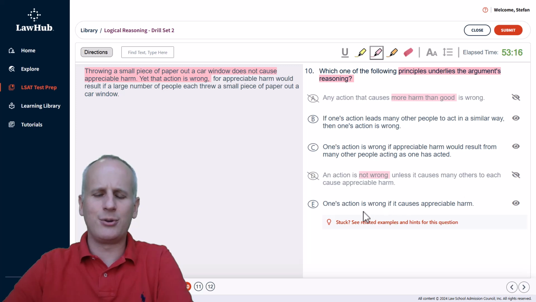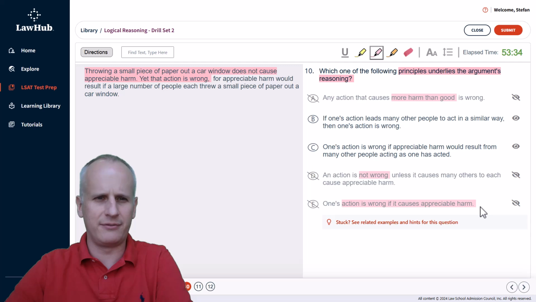And lastly, choice E, one's action is wrong if it causes appreciable harm. Well, this is in direct contrast to the statement because the opening conclusion says that throwing this small piece of paper doesn't cause appreciable harm. So when something does cause appreciable harm, that's completely out of relevancy for this particular conclusion. So now we're down to B and C.